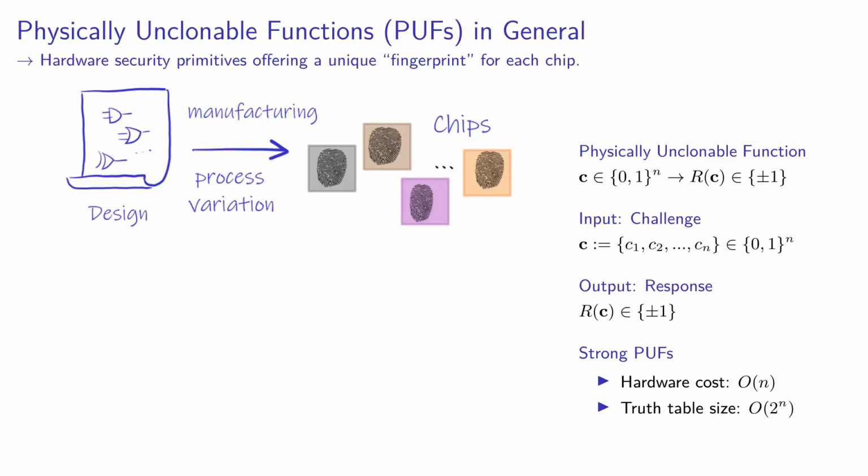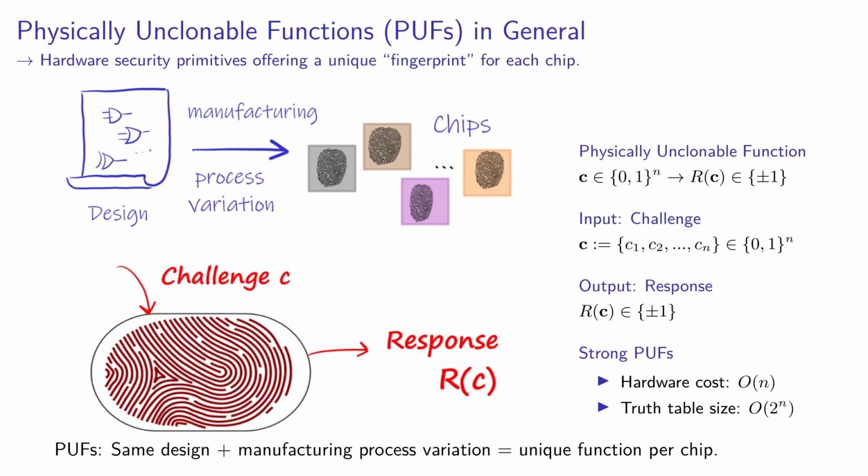PUFs are hardware security primitives which act as a unique fingerprint to identify and authenticate chips, such as those found inside of Internet of Things devices. Ideally, PUFs should be designed to be identical, but manufactured to be unique, unclonable, and inexpensive. As a function, a PUF takes an n-bit binary sequence, or a challenge, as input, and outputs a binary response. Each challenge and its response forms a challenge-response pair.